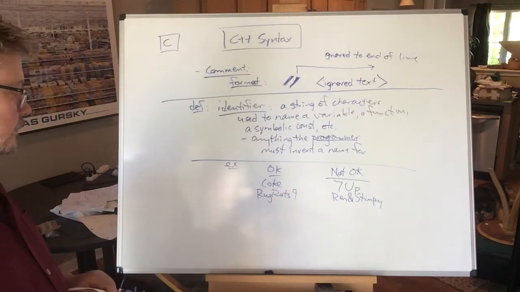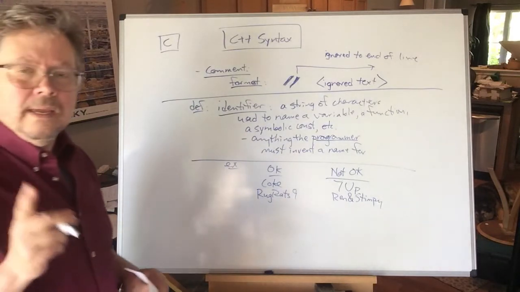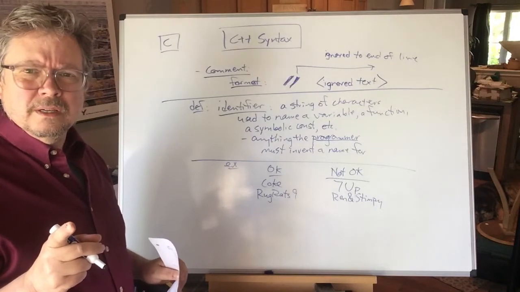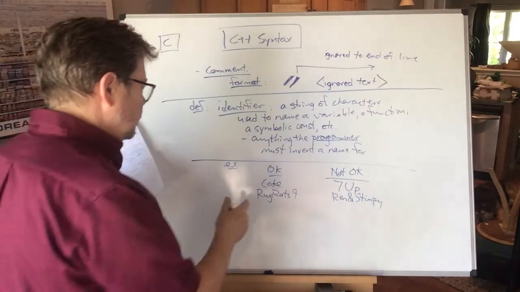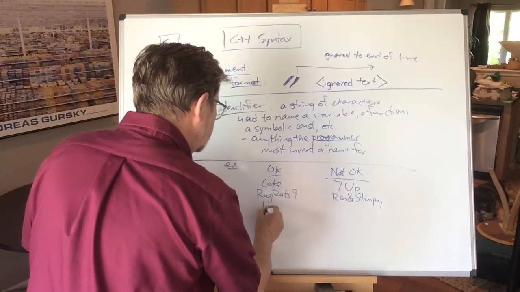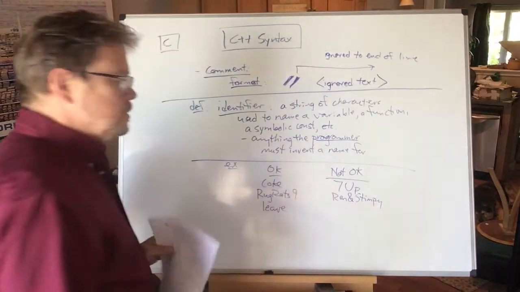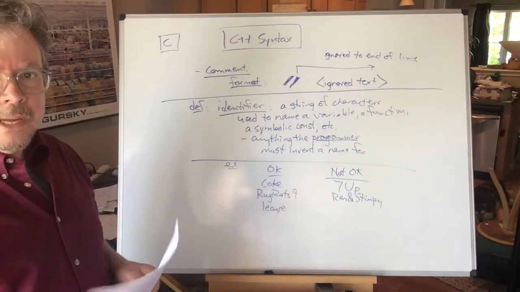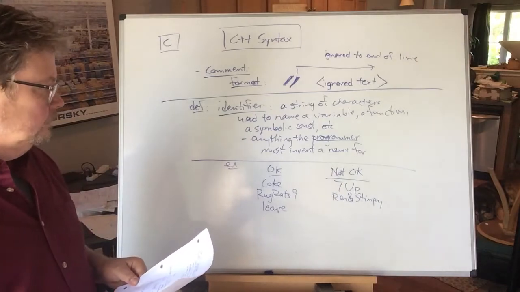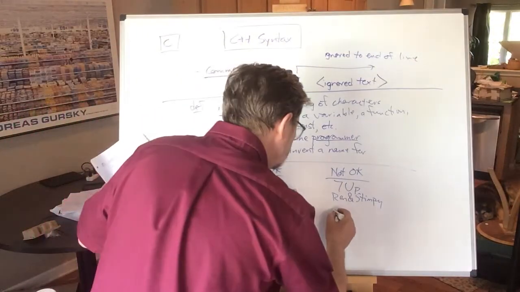And one more rule, it can't be a reserved word. What's a reserved word? Well, an okay one would be leave. I can use leave as a function name, a variable name, whatever I want. Not okay is return.